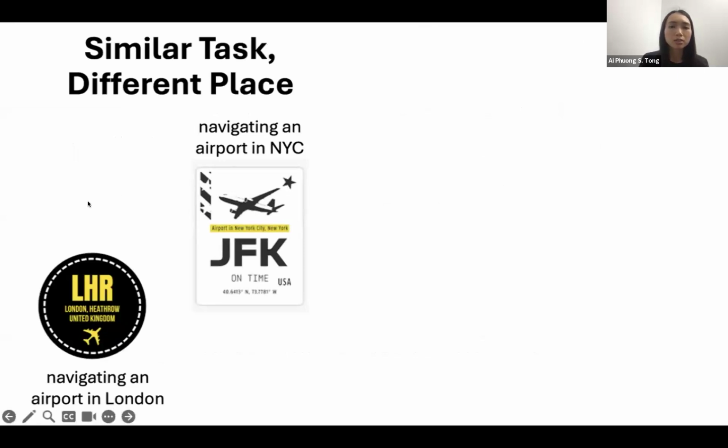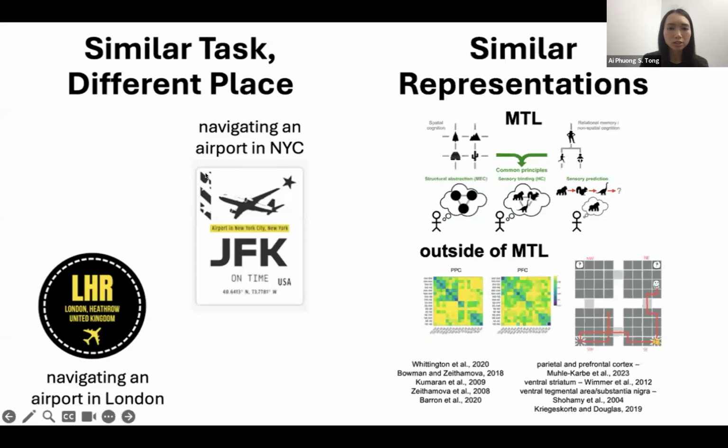Now, from a lot of human and rodent literature, we know that the hippocampus and entorhinal cortex in the medial temporal lobe, or MTL, are critical for forming representations of structure that is shared across environments. And it is well known that different types of relations, spatial and non-spatial, are represented similarly in MTL structures.